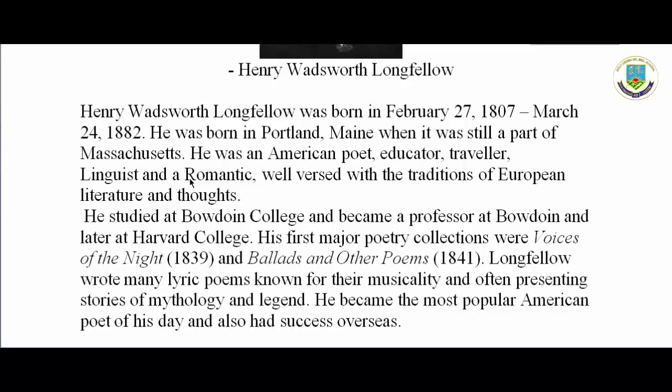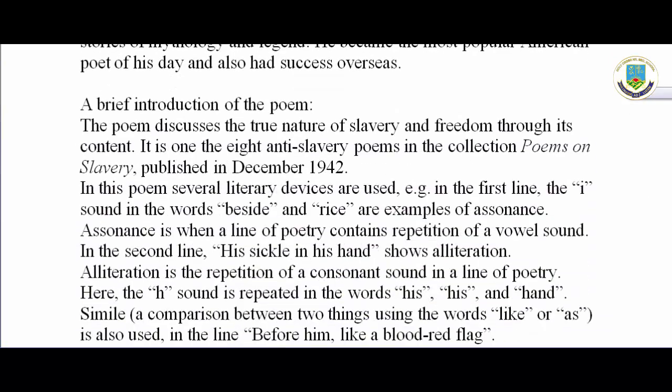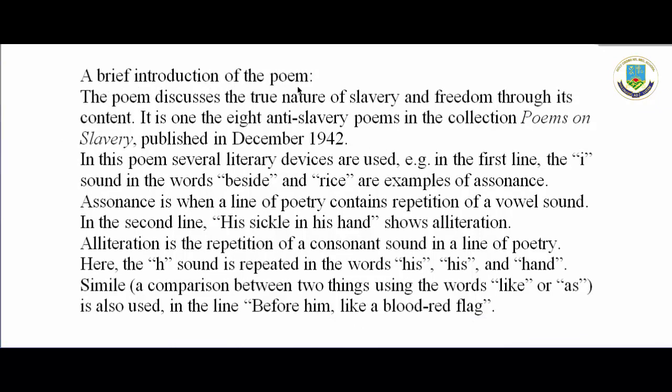So these are some of the few things about the poet. Moving on, we will have a brief introduction of the poem, The Slave's Dream. The poem discusses the true nature of slavery and freedom through its content: how it is to be a slave and how it feels to be free or at liberty. It is an anti-slavery poem, one of the poems in the collection Poems on Slavery. This is the eighth poem from the collection that was published in December 1842.